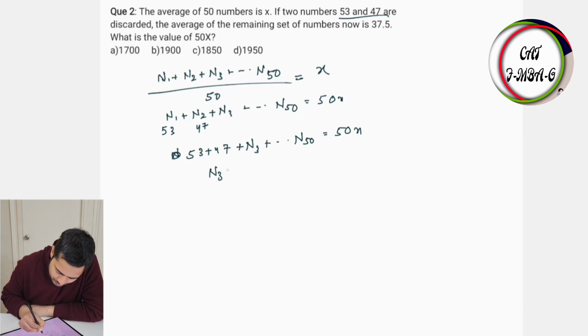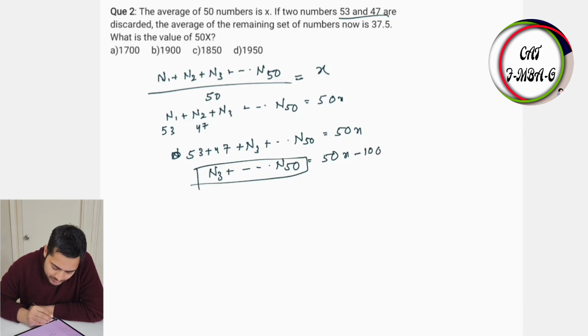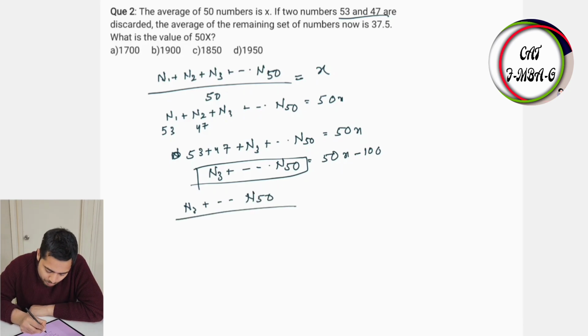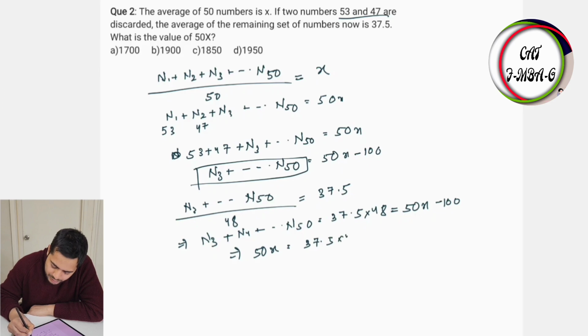So n3 up to n50 is equal to 50x minus 100, and it is given that the average of these remaining numbers is 37.5. So how many numbers are there? n3 till n50 divided by 48, since two numbers are discarded, is equal to 37.5. That implies n3 plus n4 till n50 is equal to 37.5 into 48, which is equal to 50x minus 100. That implies 50x is equal to 37.5 into 48 plus 100.